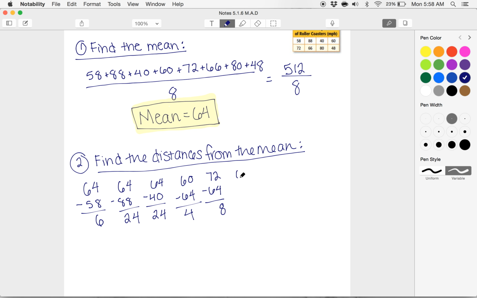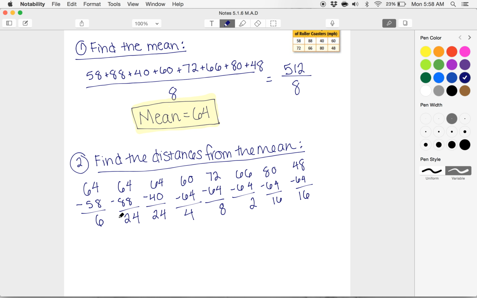Maybe I'm going to do 66 minus 64. It's going to give me 2. 80 minus 64 gives me 16. 48 minus 64 gives me negative 16, but I'm going to just pick 16 because I need the absolute value.